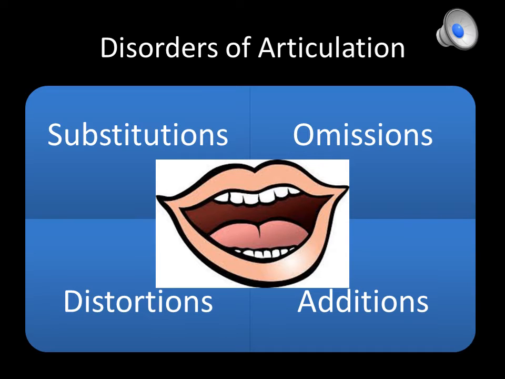A substitution is where a child may put one sound instead of another sound, for example, wabbit for rabbit. An omission is where a child may leave off a sound, for example, puh instead of put. A distortion is a sound that does not usually occur in the English language. They've distorted a sound such as S, for example, making it a lateral S or a mushy sound. They may say it out the sides of their mouth.